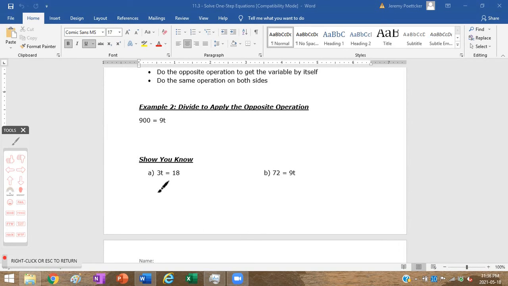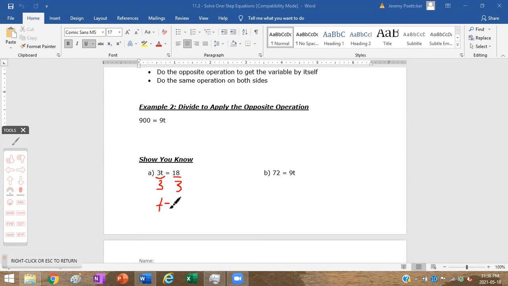All right, I'm starting, so if you haven't paused it yet, pause it and give it a try. I'm going to divide both sides here by 3. 3 divided by 3 is just 1, so the 3 just goes away. So mathematically, to make the 3 go away, I have to divide it by itself. And then I got to do the same thing on the other side.